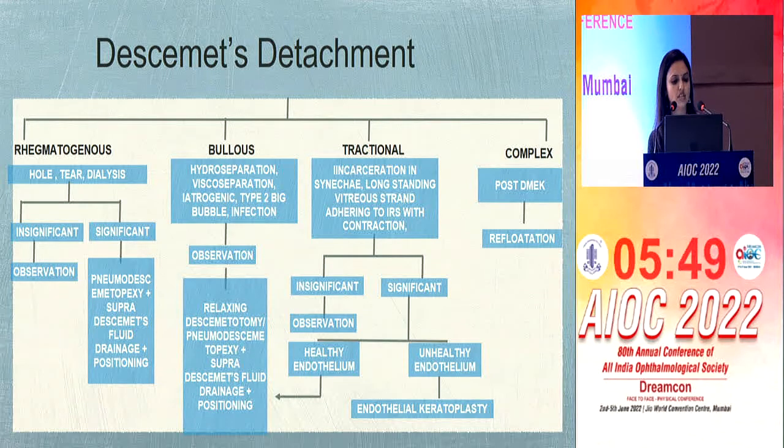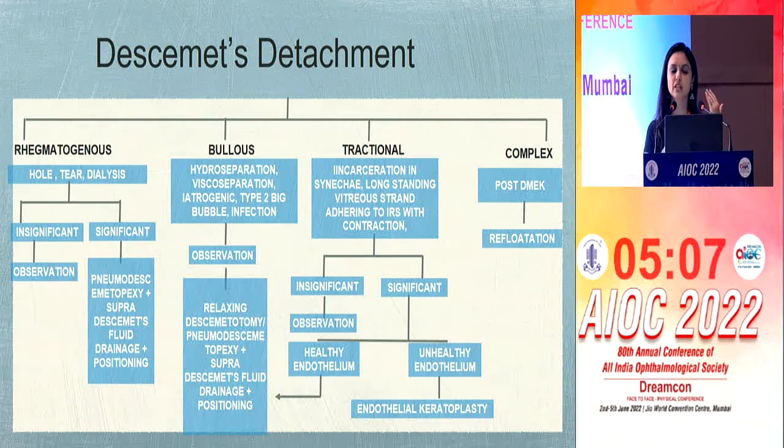If you have a bullous detachment, it can be because of hydroseparation, viscoseparation, iatrogenic. Observe the patient, and if you feel that the inflammation has gone down but the Descemet's is not reattaching, you can probably do a relaxing descemetotomy and inject air and give the patient position. Tractional can be because of incarceration in synechia, long-standing vitreous strands adhering to the iris with contraction. If it is insignificant, again you observe. Significant, you have a healthy endothelium, you do the same management. And in tractional, you have a very taut membrane, so doing a relaxing descemetotomy helps you. So you do a relaxing descemetotomy, inject air, give the patient position, and your DM is going to attach.